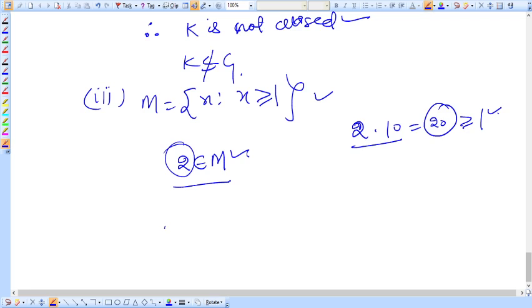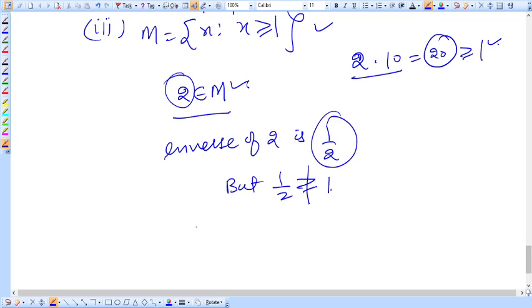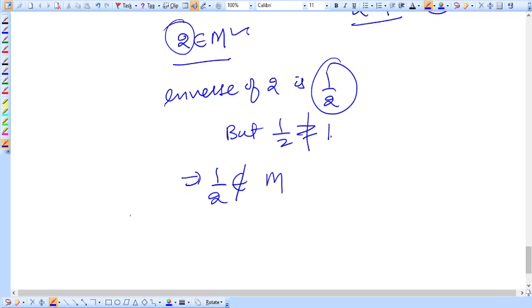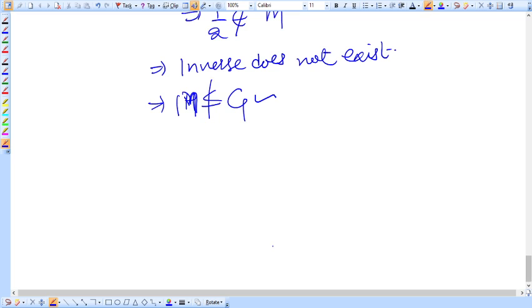But what will be its inverse? The inverse of 2 is obviously 1/2. But 1/2 is not greater than 1, it is not bigger than one. Therefore 1/2 does not belong to M. This implies the inverse does not exist. So therefore M is not a subgroup of G, okay, fine.